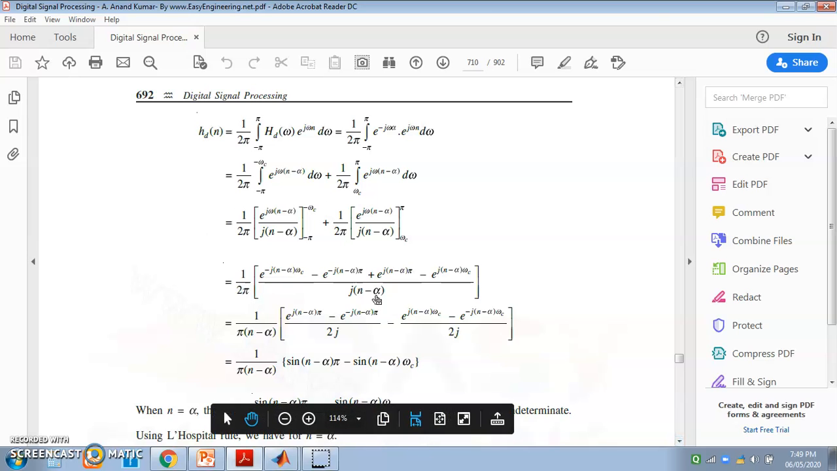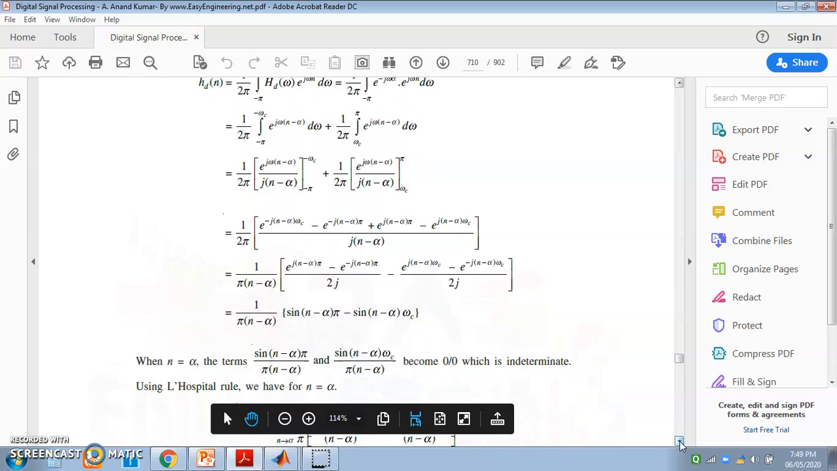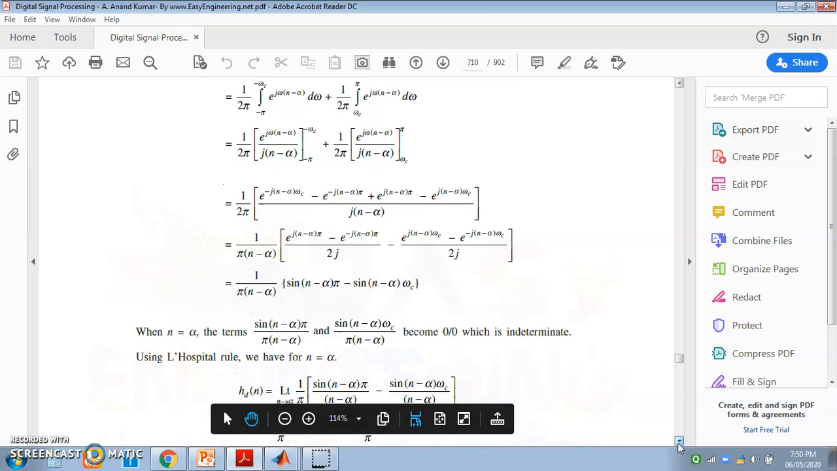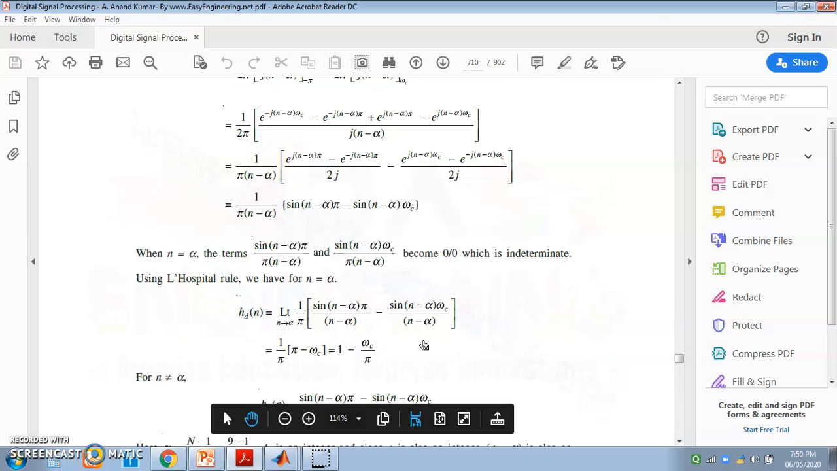By solving this mathematics, we have HD of n equal to 1 upon pi times n minus alpha, into sine of n minus alpha into pi minus sine of n minus alpha into omega c. This is the desired impulse response when n is not equal to alpha. When n is equal to alpha, this total solution becomes sine of n minus alpha into pi upon pi times n minus alpha, or in general sine of n minus alpha into omega c upon pi times n minus alpha. This value can be determined from L'Hospital's rule, and in this case it is found to be 1 minus omega c upon pi.